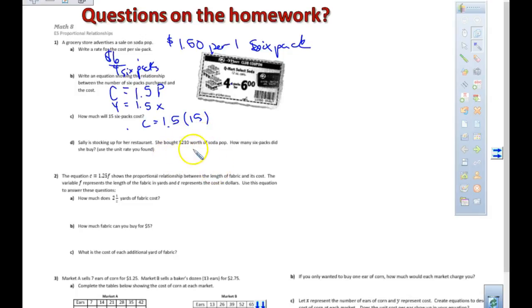And then this one says, well, what about if you spend $210? How many soda pops or how many 6-packs did you buy? So you're going to still go back to that equation. Y equals 1.5x. But this time, the $210, is that my x, Noah, or my y? It's the y. So I'm going to put 210 equals 1.5x. What do I have to do, Adam, to solve? Right, so in this case, I took 1.5 times 15 to get my answer. Here, we're going to take 210 and divide it by 1.5.